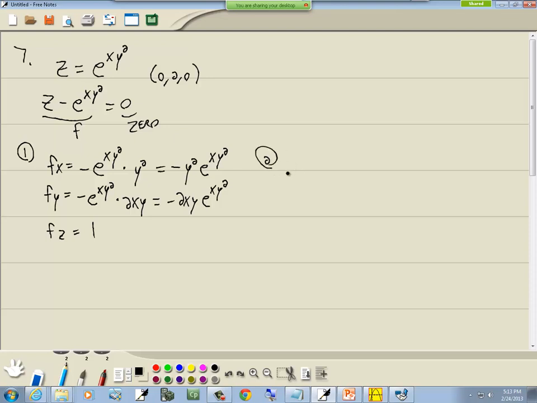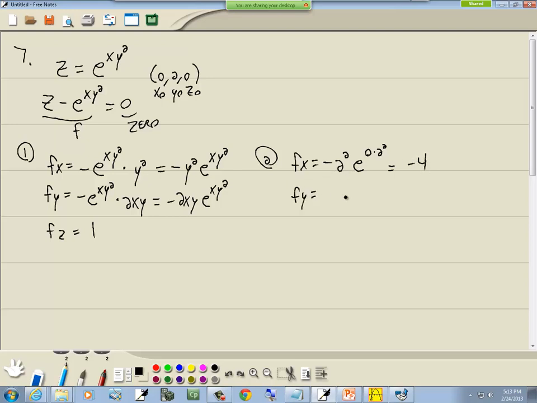Well, plug in our point. This is, remember, our x naught, y naught, and z naught. So partial with respect to x is going to equal negative y squared, which was 2, so negative 2 squared, e to the 0 times 2 squared. Well, 2 squared is 4, times 0 is 0. e to the 0 is 1. So that gives us negative 4.